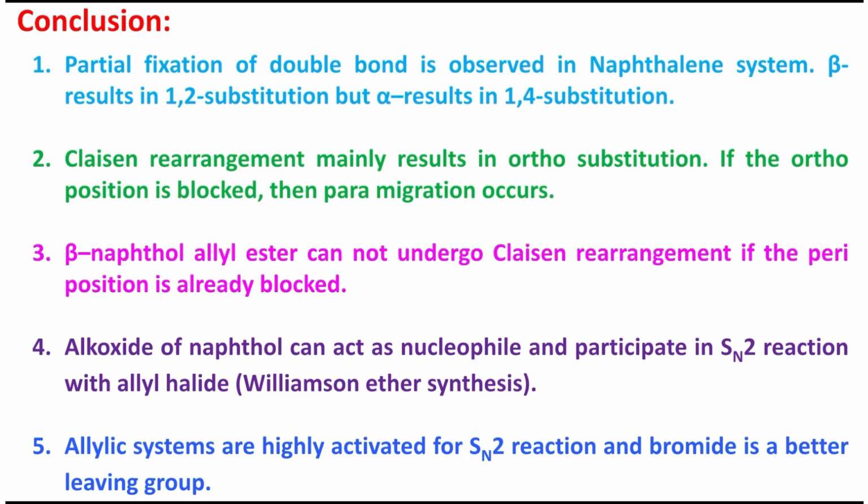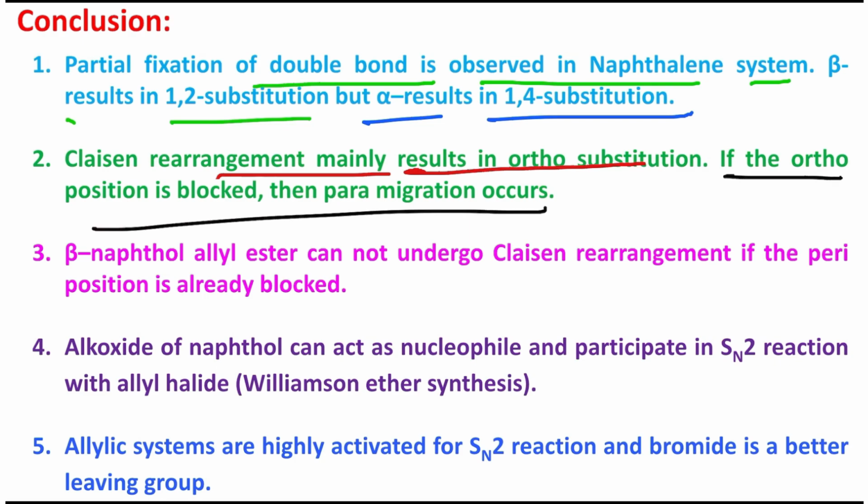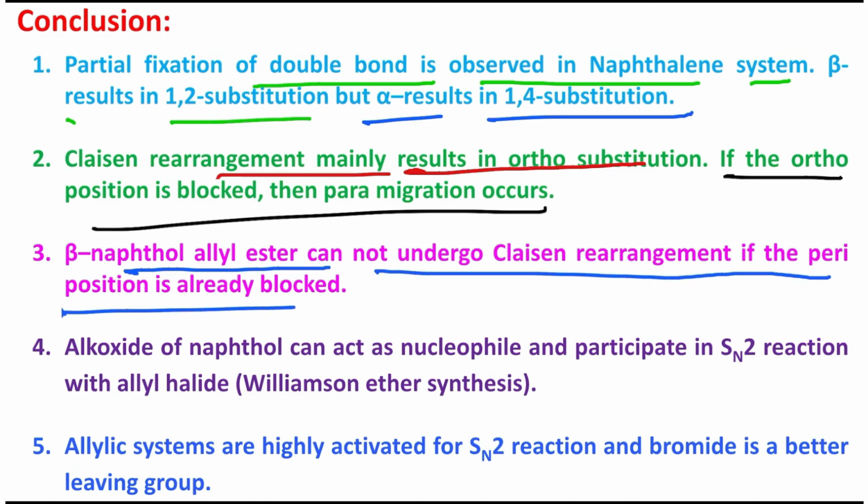Now in conclusion, what you have learned today is that partial fixation of double bond is observed in the naphthalene system, and in this case beta substituents result in 1,2 substitution, although alpha results in 1,4 substitution. I have shown that Claisen rearrangement mainly results in ortho substitution. If ortho is blocked, then para migration occurs, meaning its preference is towards the ortho one. And here beta-naphthol allyl ether cannot undergo Claisen rearrangement if the peri position is already blocked. I have shown the first one.